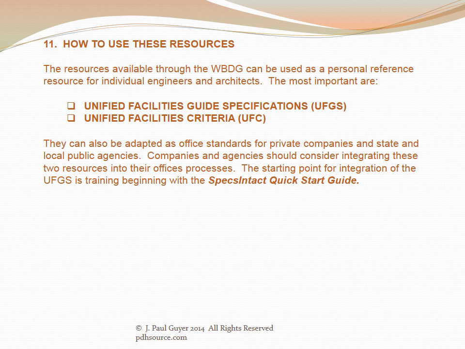The resources available through the Whole Building Design Guide can be used as a personal reference resource for individual engineers and architects. The most important elements, as previously identified, are the Unified Facilities Guide specifications and the Unified Facilities Criteria. They can also be adapted as office standards for private companies and state and local public agencies. Companies and agencies should consider integrating these two resources into their office processes. The starting point for integration of the Unified Facilities Guide specifications is training, beginning with the Specs Intact Quick Start Guide.